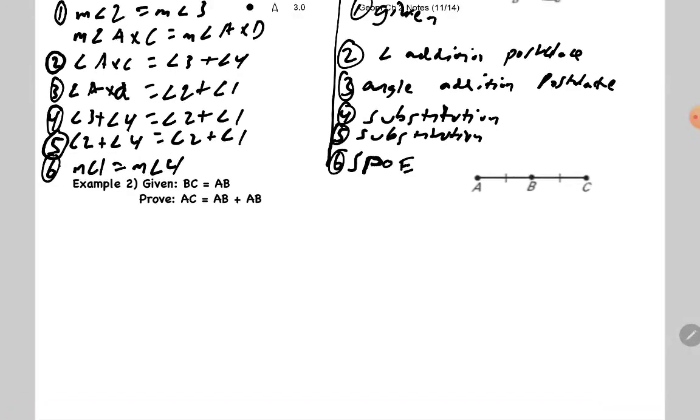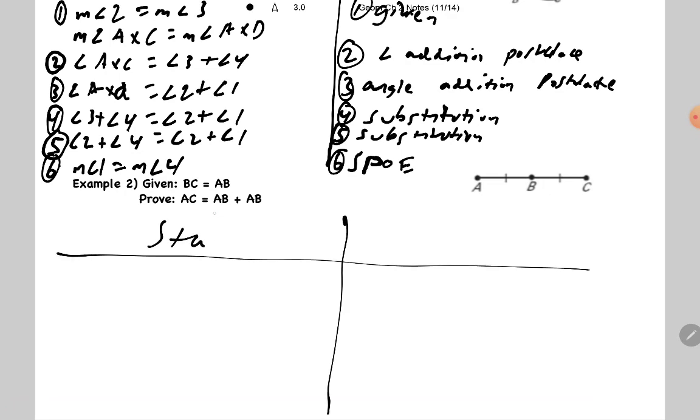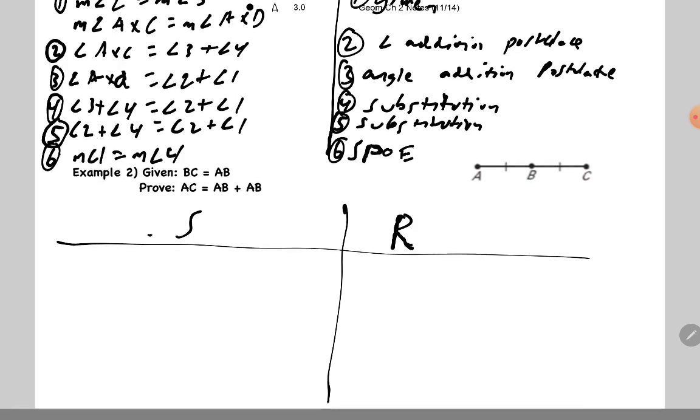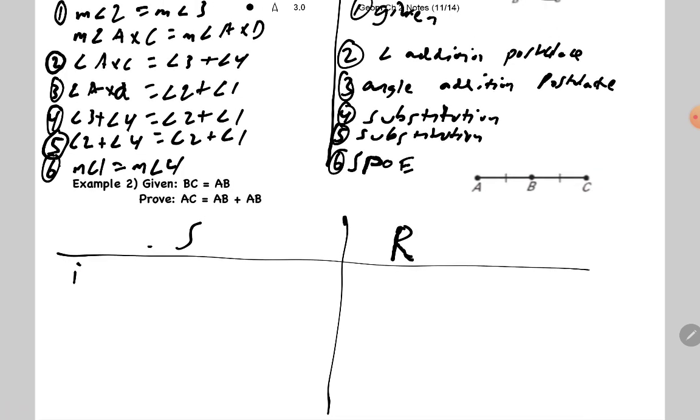So they tell you that BC equals AB. Prove that AC is AB plus AB. So this one is a lot shorter. So statement, reason. And then I'm going to shorthand this, SR. And you may do this after a while, but just know what they mean. One means statement, one means reason.